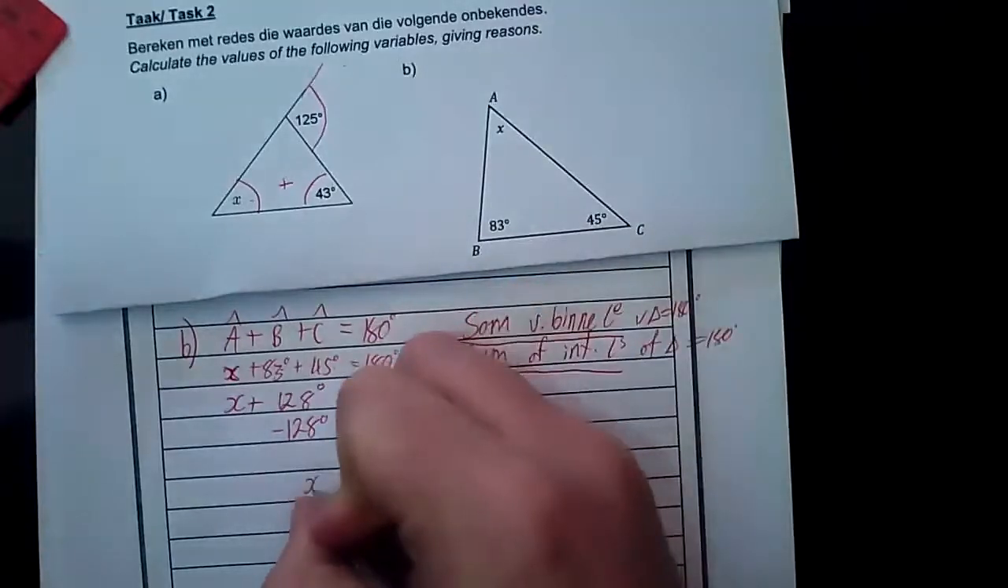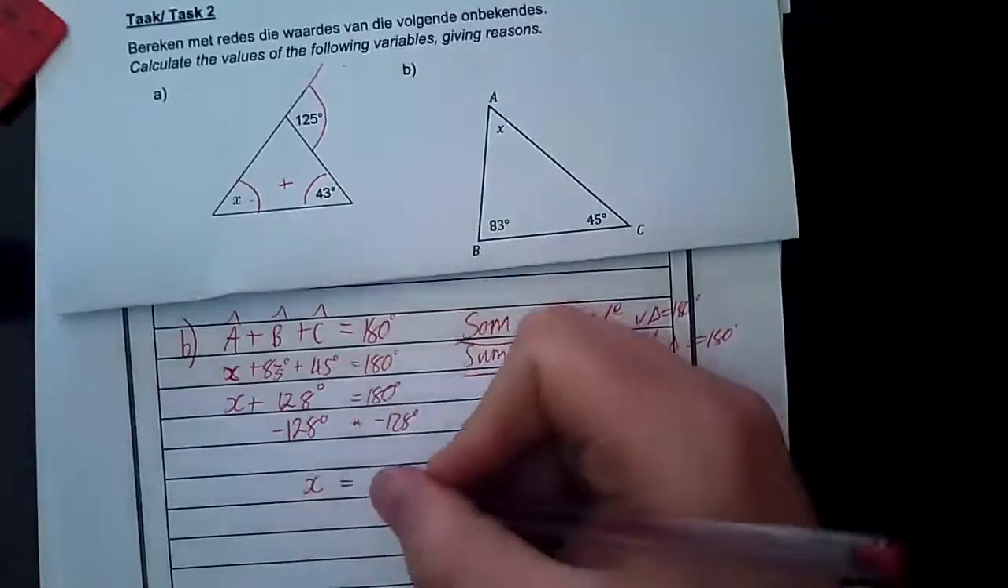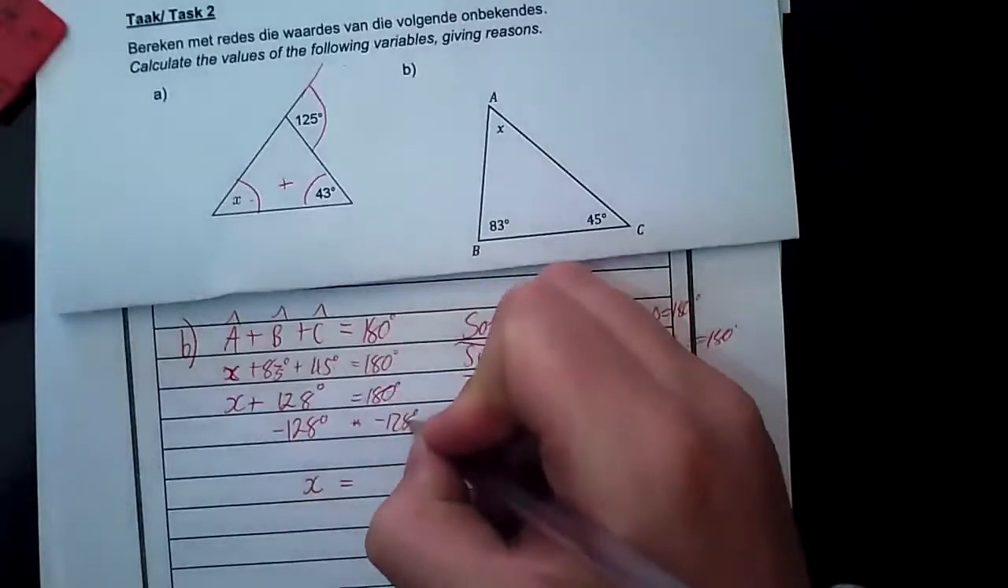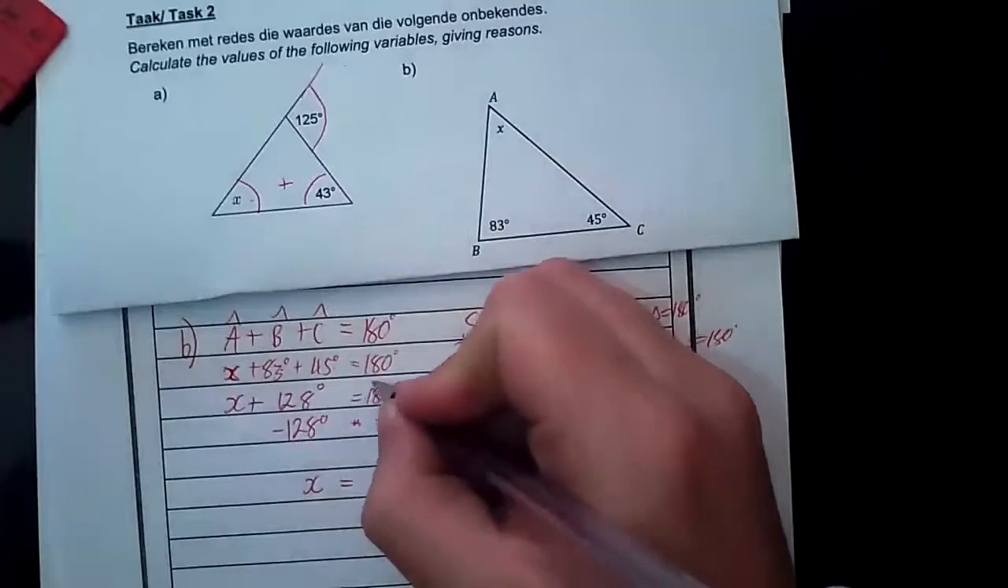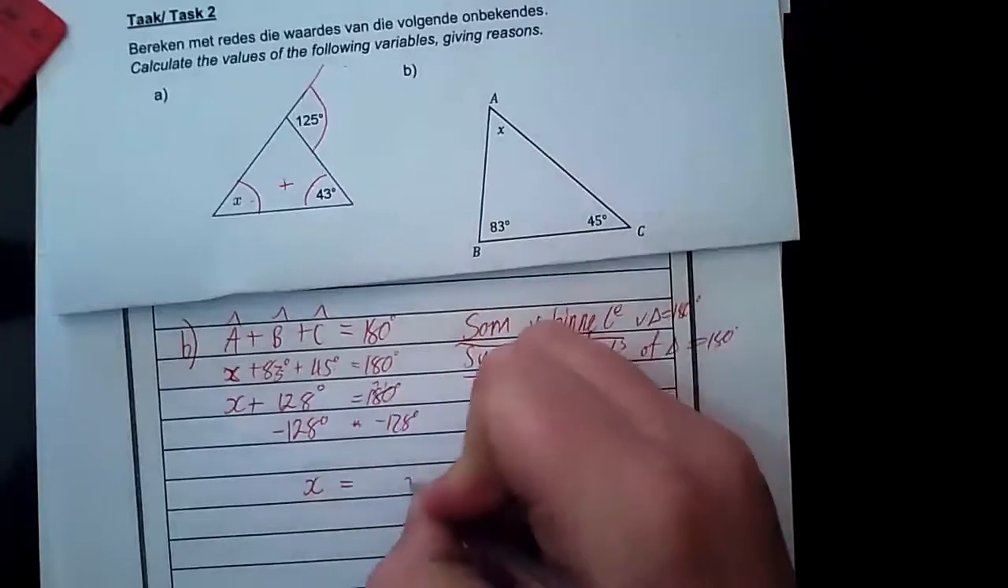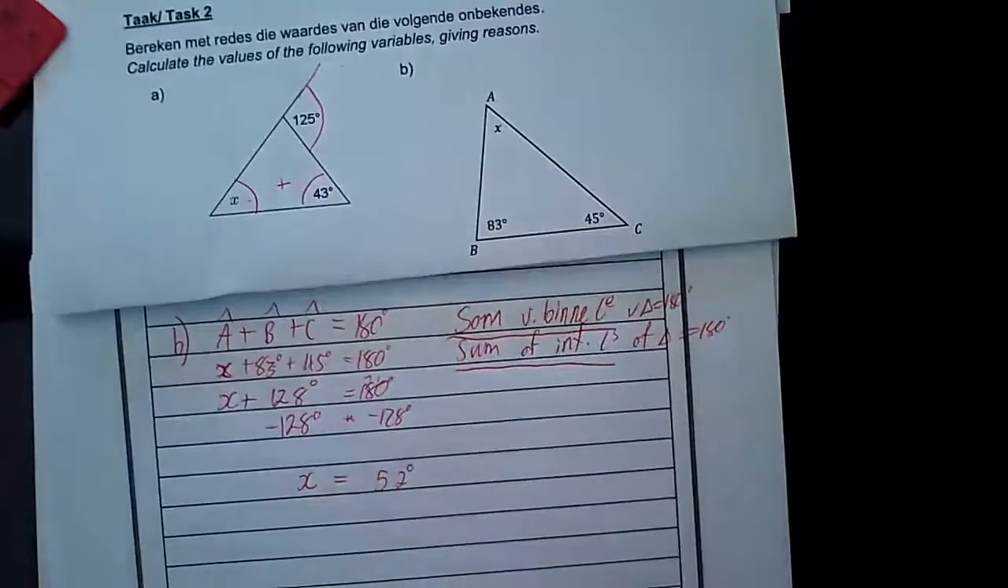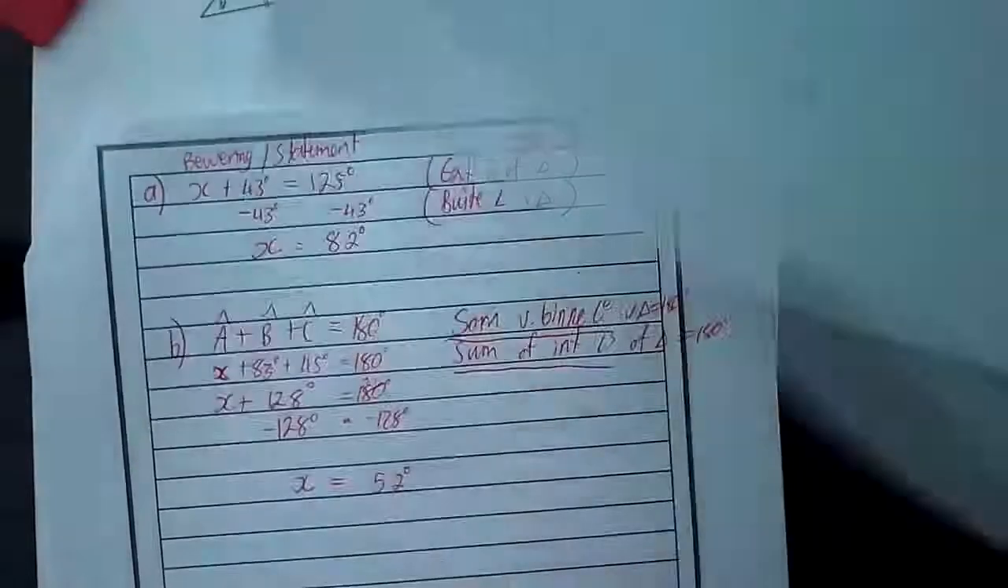Okay, so this side we have x remainder, ons het vir x oor, en hier moet ons gaan aftrek. 180 minus 128. Nou minus 8. Nee, kan nie. 7, 2, en daar bly 5. 52 degrees. Okay, lekker. Next one.